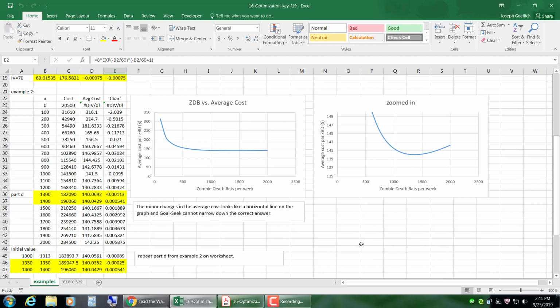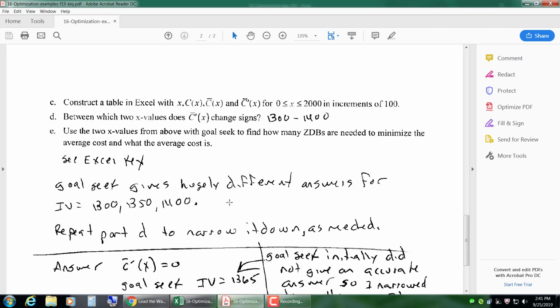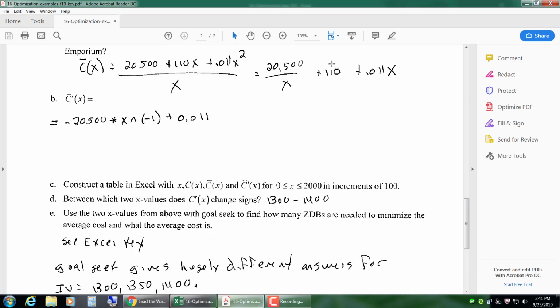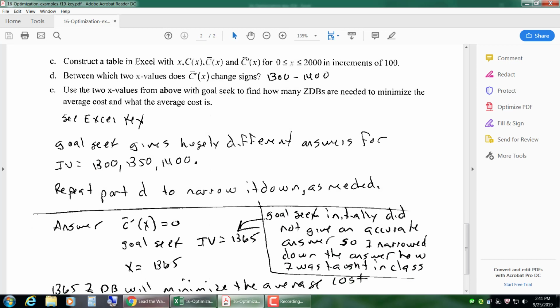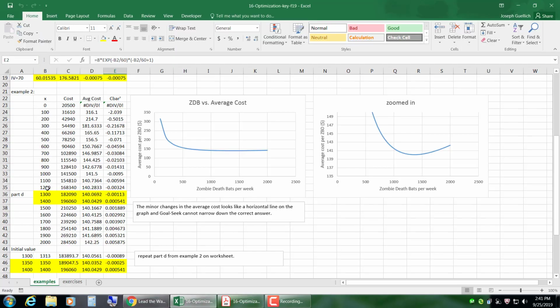So example 2 is a little bit more complicated because of the divide by, like I said, up there. So when we create our table, and I've got 0 to 2,000 increments of 100, and we're looking for where the derivative is changed, positive to negative. And you can see that our input we're off by a 100. And the reason I've got my graphs here is you can see that as that input value gets larger, that looks really horizontal. So that's why we're going to have problems with goal-seek.